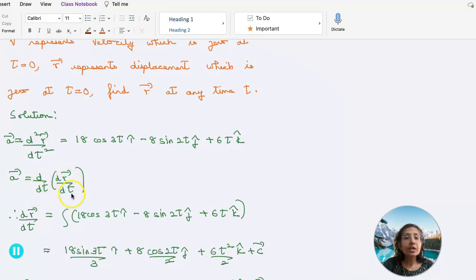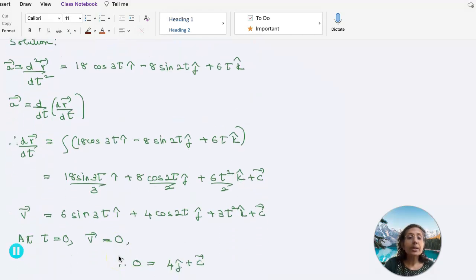d/dt of dr/dt, that is d²r/dt². So dr/dt will be the integral of this, that is 18 sin 3t/3 i plus 8 cos 2t/2 j plus 6t²/2 k plus c. c is the constant of integration, and your v becomes, what will your v be? 6 sin 3t i plus 4 cos 2t j plus 3t² k plus c.